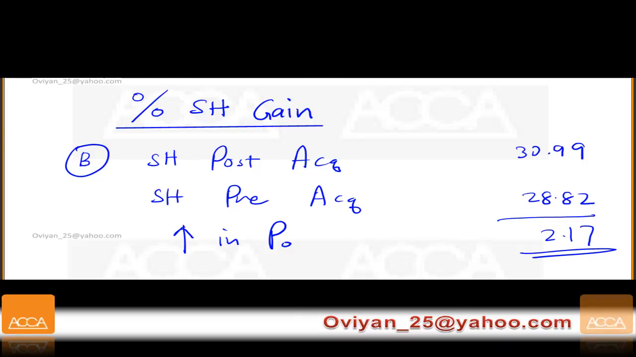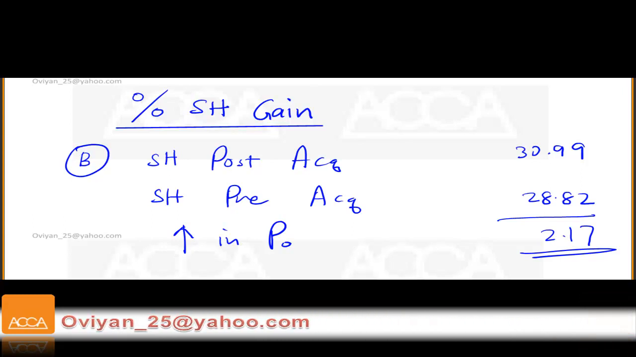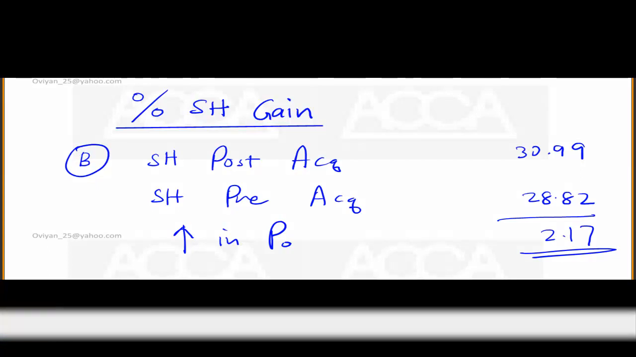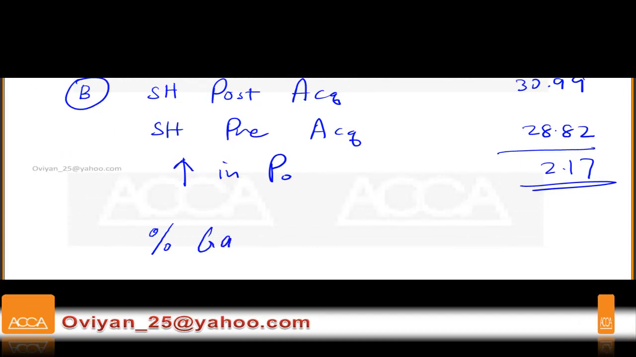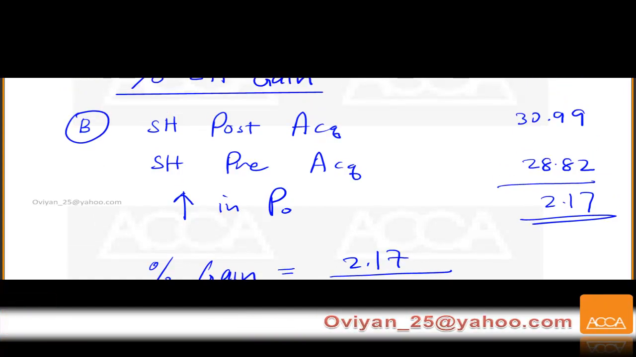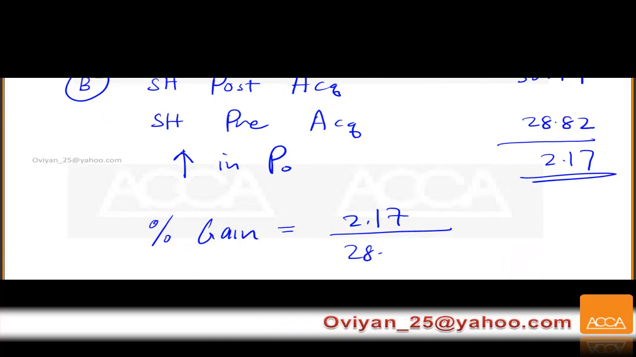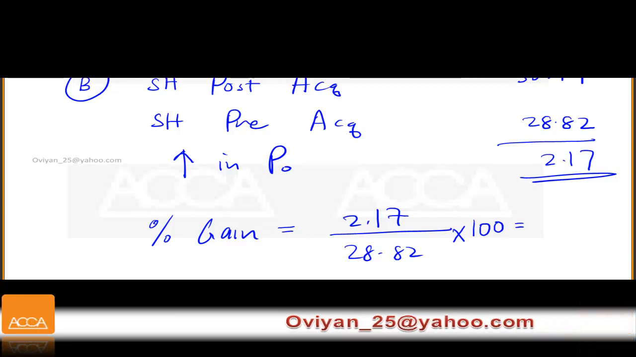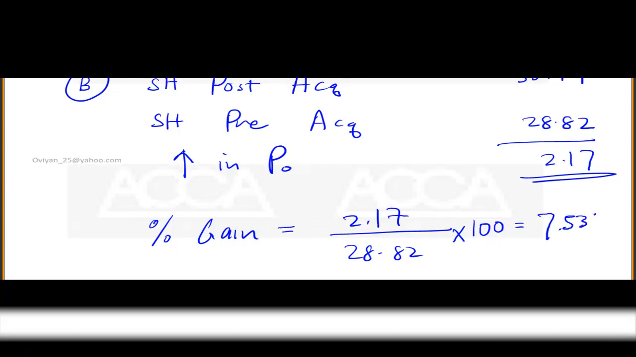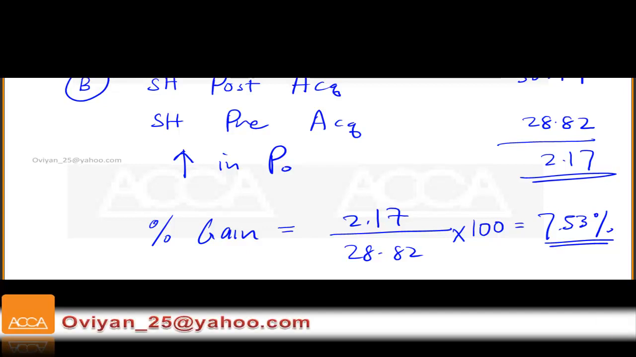Remember, Pagani shareholders will not feel any change in their share position. They had one old Pagani share. Today they'll still have that same one share, which is now worth 30.99. So in percentage gain, we put 2.17, divided by the original price 28.82, multiplied by 100. It's going to give you a percentage of 7.53% increase. That's for Pagani.